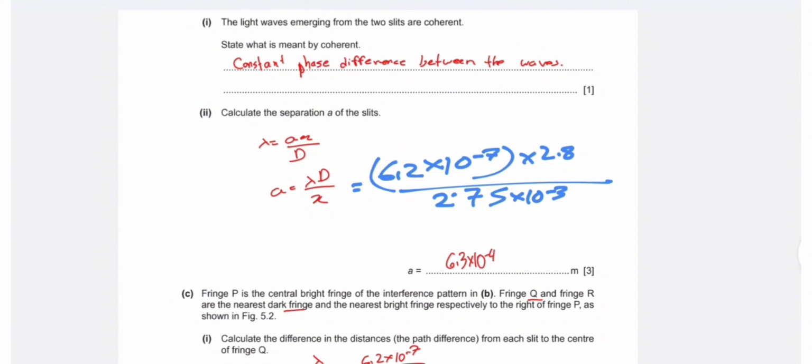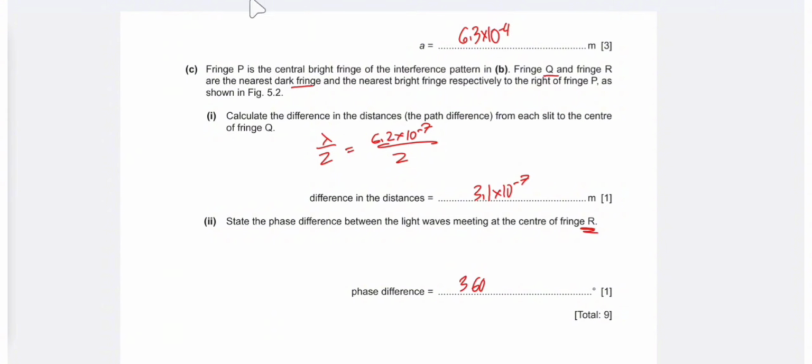So what is the value of A? Now A is lambda, that is 6.2 into 10 to the power minus 7, so lambda into 2.8 divided by X. So we get the value of A as 6.3127 into 10 to the power minus 4. That is approximately 6.3 into 10 to the power negative 4. So this is the value of A.